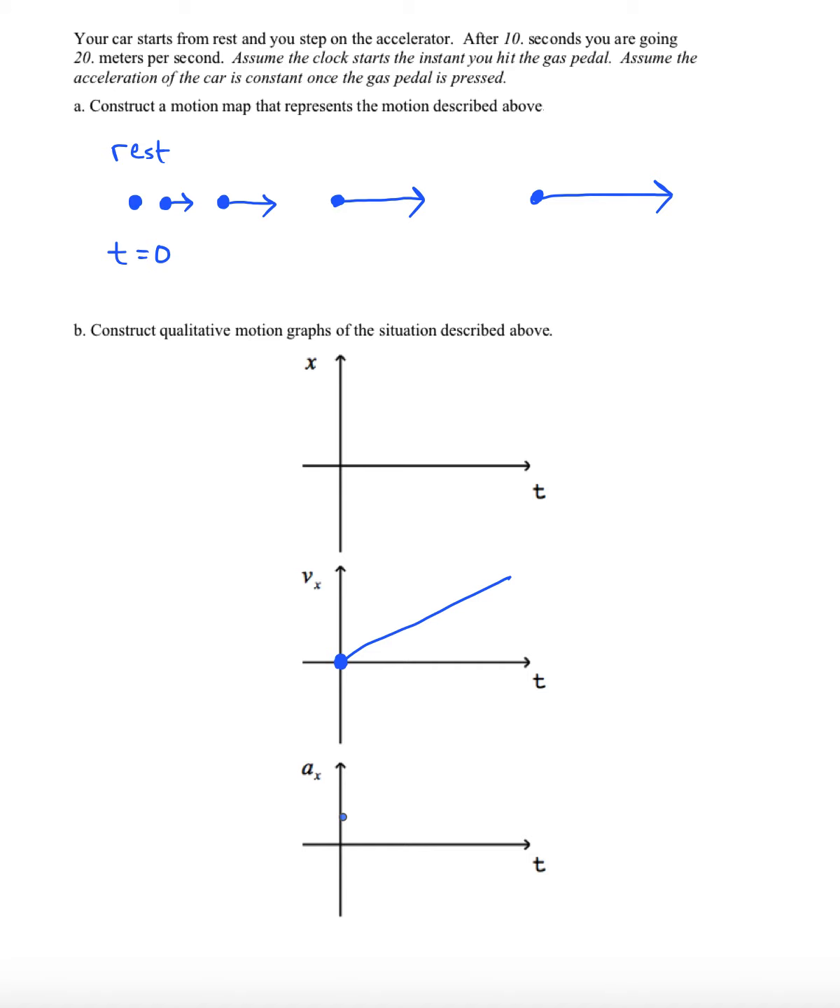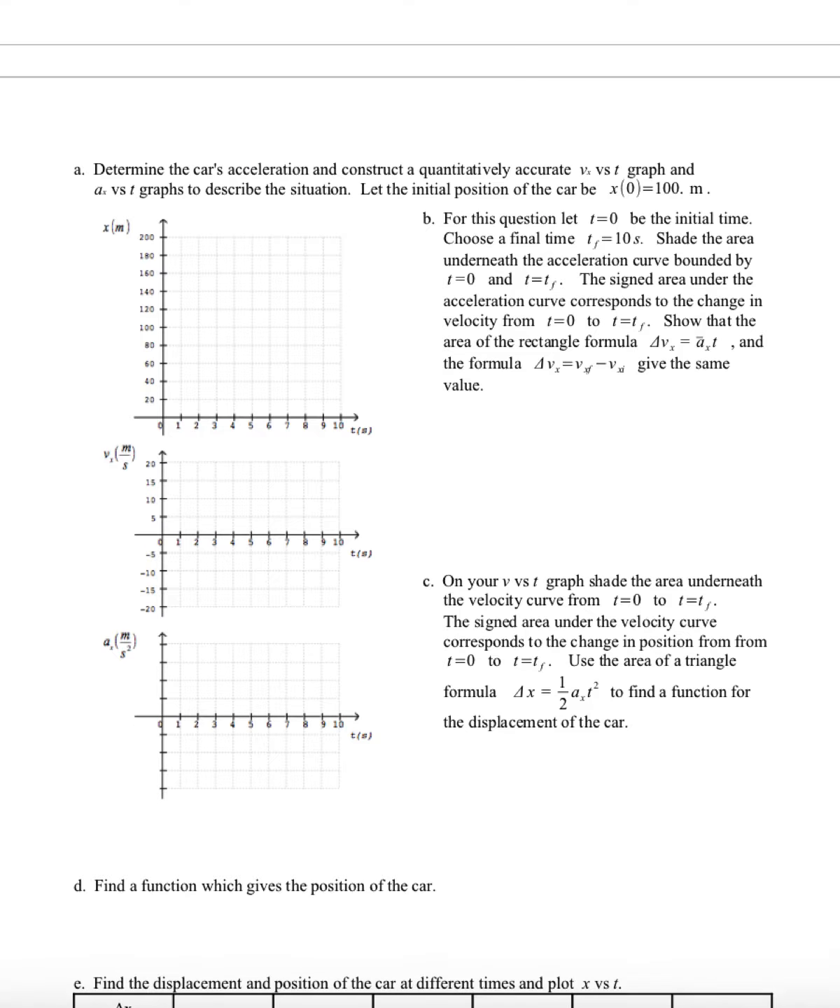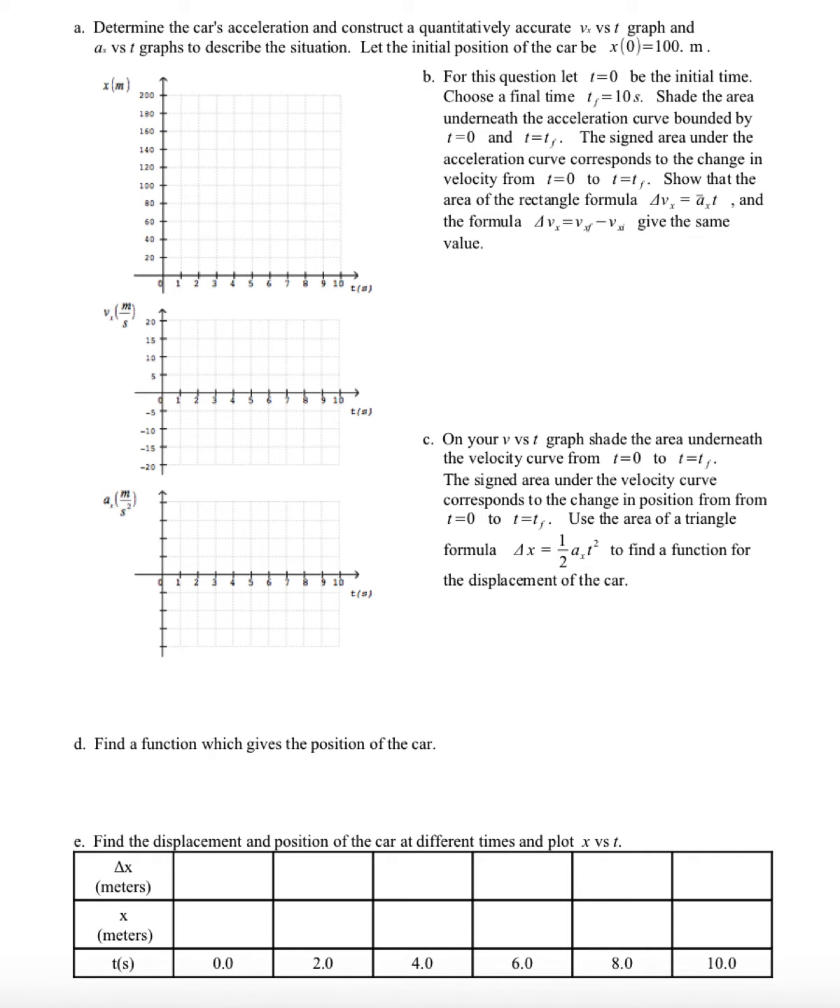Now the acceleration is the slope of the graph above, so we expect that that will be a nice horizontal straight line. It's constant acceleration. And then, as we showed in previous videos, the type of curve we'll expect to see here will be a parabola. That's what we want to see when we make our motion graphs quantitatively on the next page. Alright, let's try it.